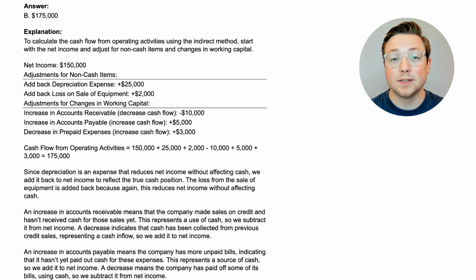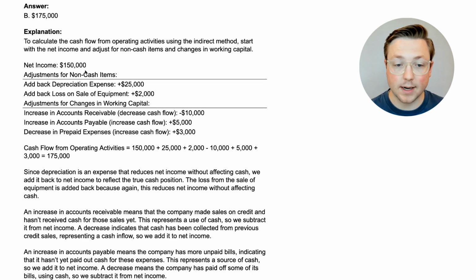All right, the answer is B, $175,000. And this is a big explanation because I wanted to dive into the operating cash flow a lot before we get into anything else. So let's walk through this. To calculate the cash flow from operating activities using the indirect method, start with the net income and adjust for non-cash items and changes in working capital. So you start with the net income and make adjustments from there, and that will give you the operating cash flow using the indirect method.